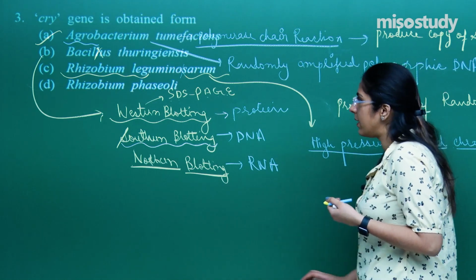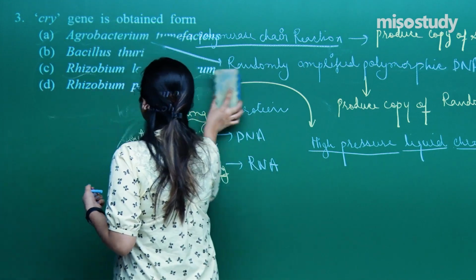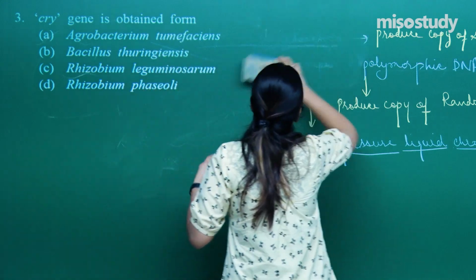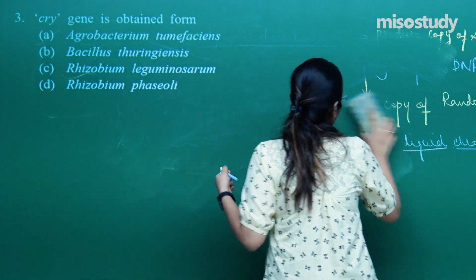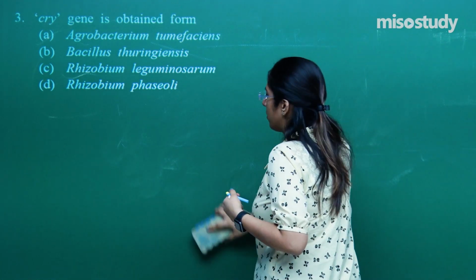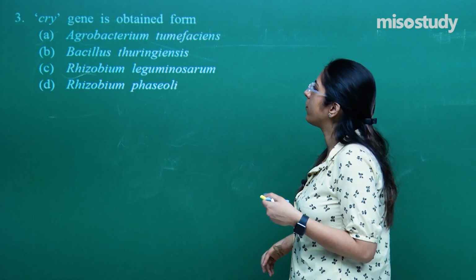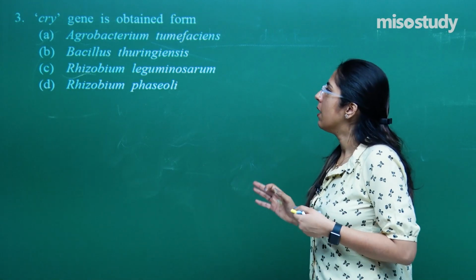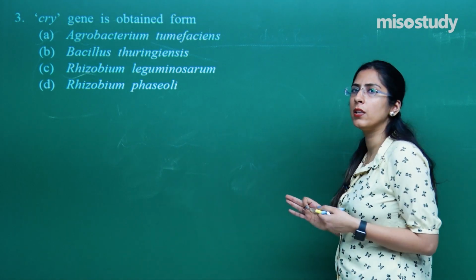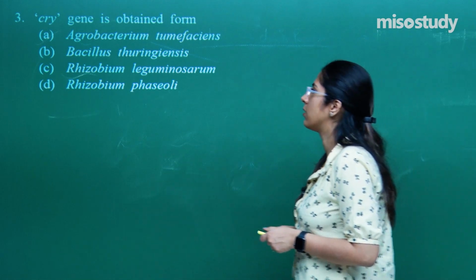Let us talk about the next question that is related to the cry gene. The cry gene is obtained from Agrobacterium tumefaciens, Bacillus thuringiensis, Rhizobium leguminosarum, or Rhizobium phaseoli. So, this is written over here. Now, we have to look for the cry gene.